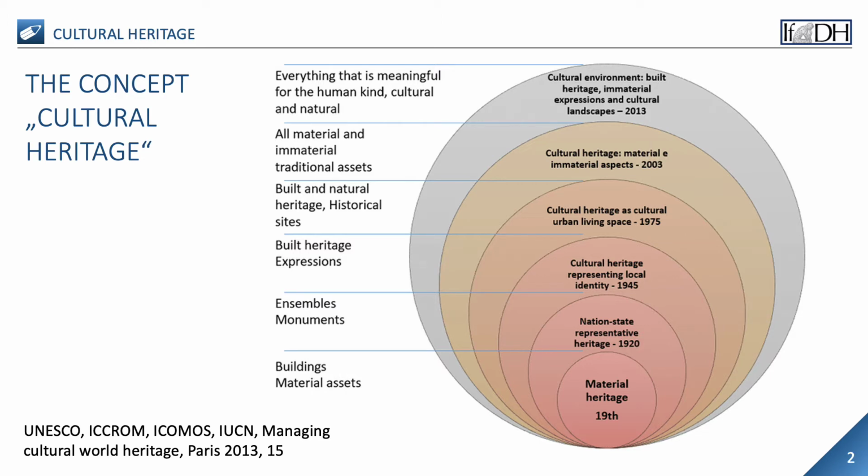Since 2003, also intangible values such as traditions and customs, and since 2013, really everything that was and is meaningful for humankind. In this respect, the works of Shakespeare and Dickens are included just as much as pop culture or the Mecklenburg Lake District. For the digital humanities, however, this means that we want to digitally model and analyze culture in its entirety.